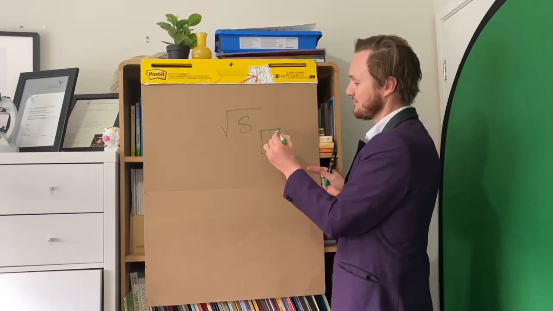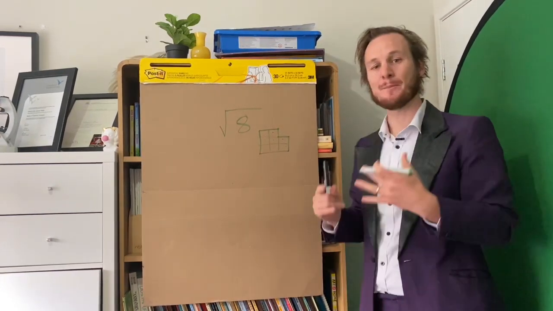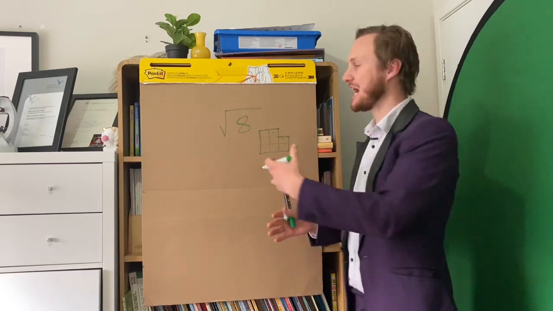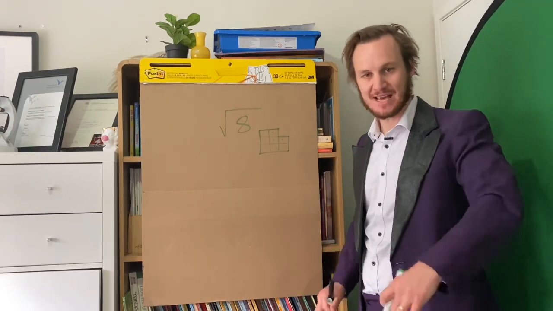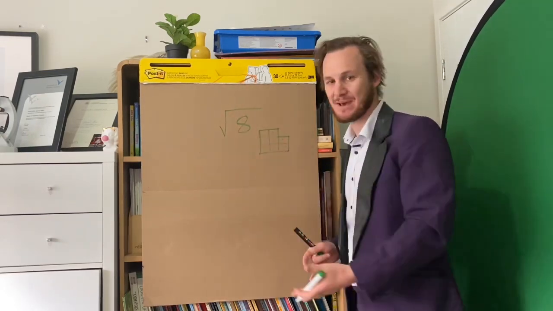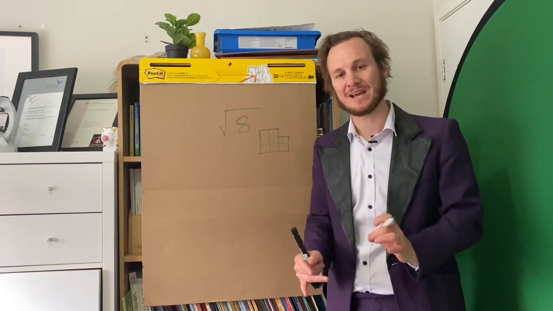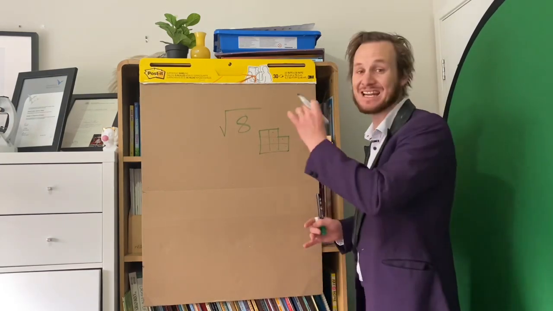One, two, three, four, five, six, seven, eight. Eight does not make a square. So you can't really give me the square root of 8 as a whole number, because 8 doesn't make a square. To make a square number, it has to be a number that can make a square.